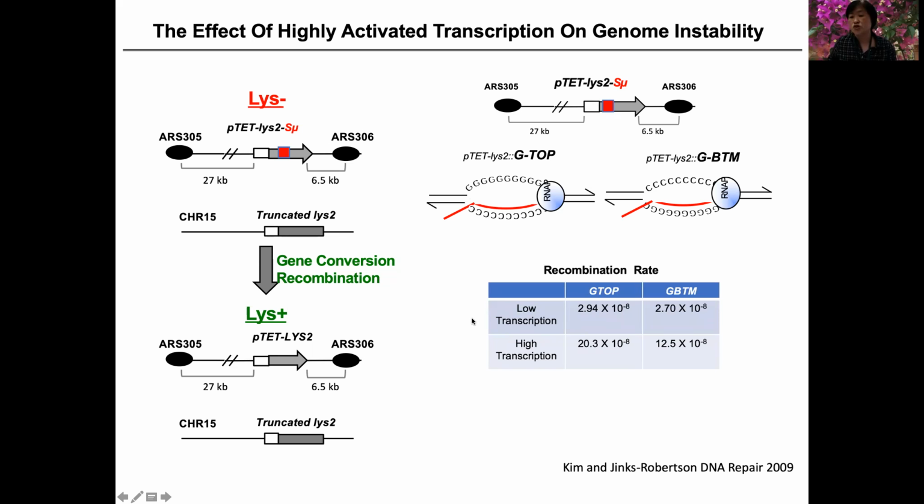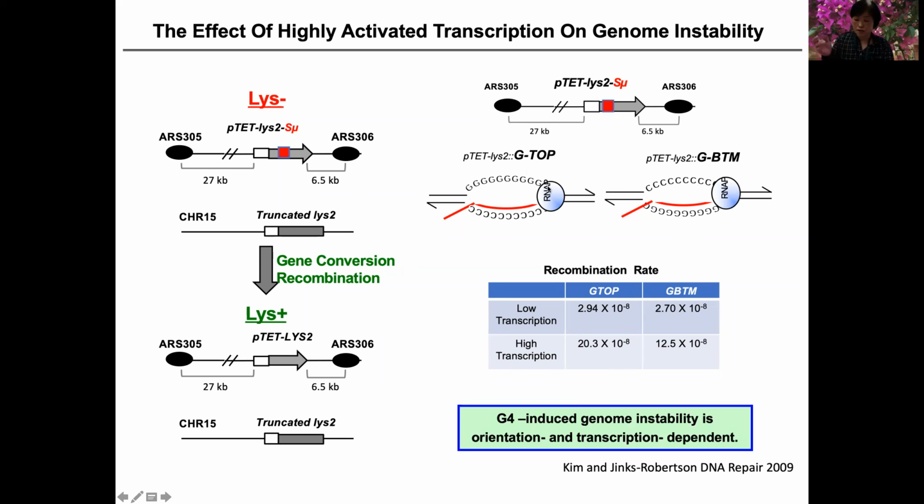When the transcription is turned off, the recombination rates at G-top and G-bottom are the same and low. When the transcription is turned on, there's a general effect of transcription and the recombination rate is elevated for both G-top and G-bottom, but it is significantly higher for G-top. This indicates that G4 DNA is more prone to being formed in the G-top orientation during transcription, leading to higher breaks in DNA and higher recombination. So now we're using this system to study what factors are involved in affecting this genomic stability occurring at G4.